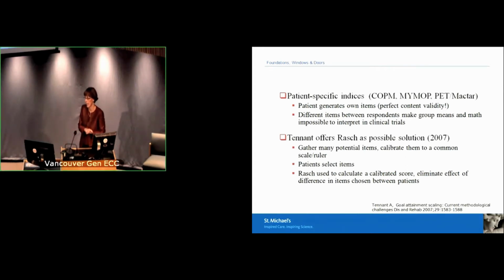But then Alan Tennant does a lot of work with Rasch modeling, and he's offered up a possible solution using Rasch techniques and pooling a whole bunch of items and trying to calibrate a mass number of items that are important to patients. And then the patients can choose from those items, and we can get some talk across different people's scales because they can choose their items from that big pool.